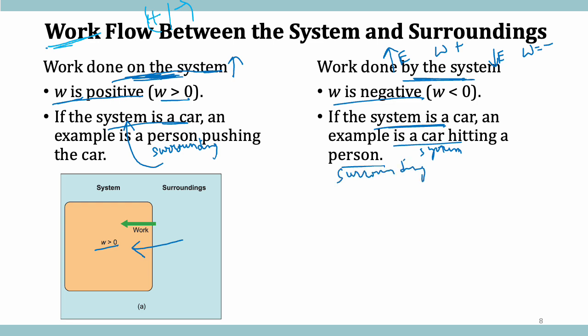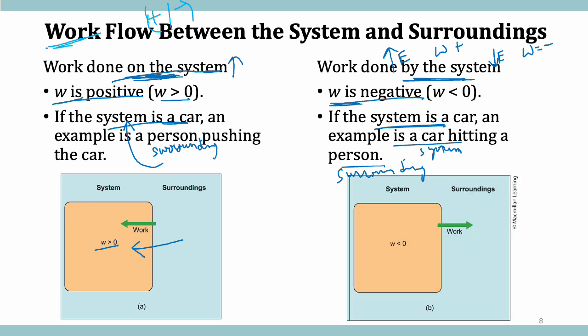So if the car is hitting a person, that means the car is doing the work. So your system is going to be losing energy. The car is losing energy. That is why this work is negative. Okay, for instance, it would look something like this. The system is doing the work on the surroundings.